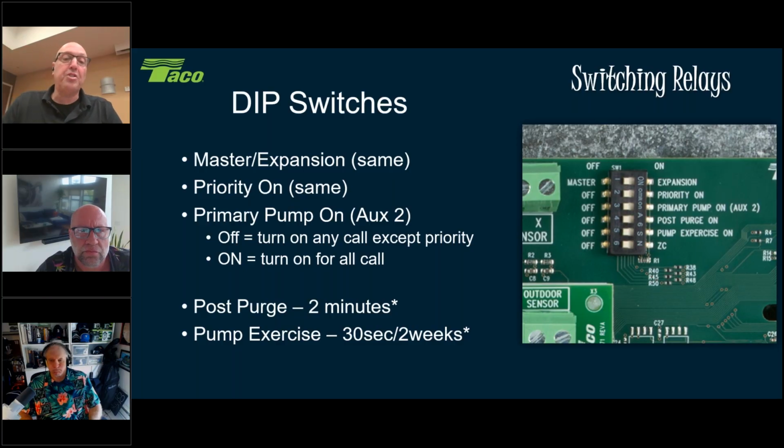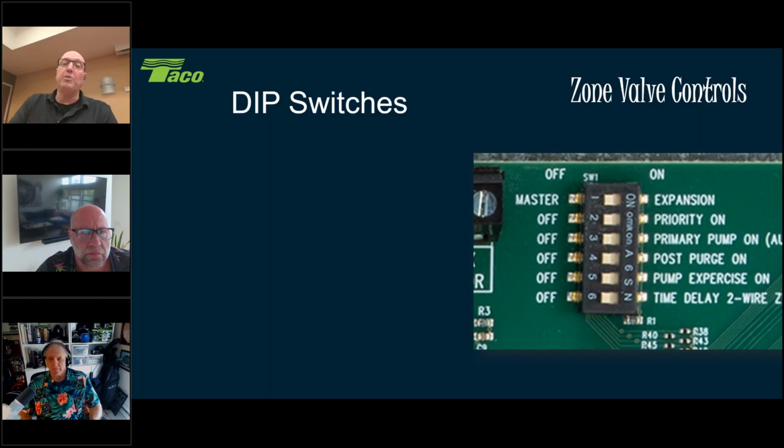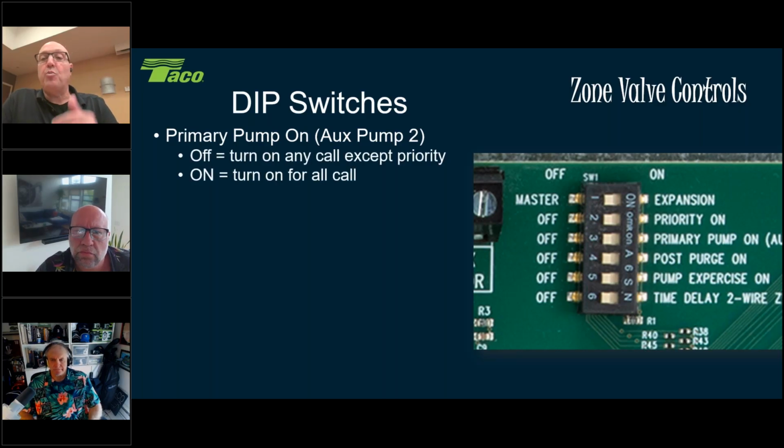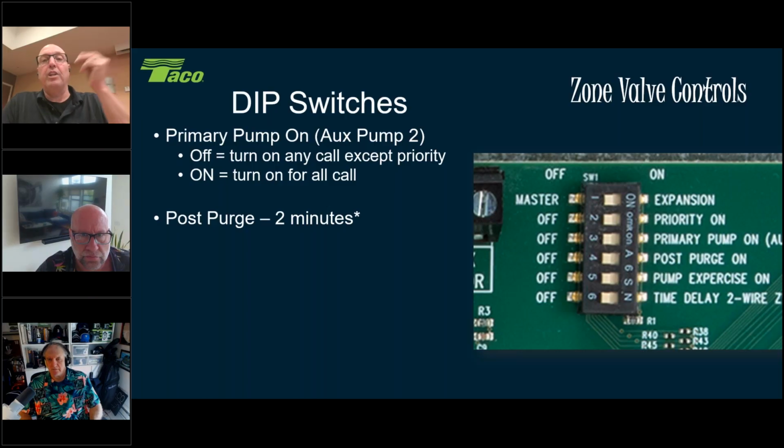And your pump exercise is 30 seconds every 2 weeks. Now, John alluded to it already. You'll see the asterisk here. That is because we have customization through the app on here. And I'll show you what we can do with that. We jump over to the zone controls. And as we look at our zone valve controls, again, we have the master expansion, we have priority on off, and we have the primary pump on off as well. So I didn't want to talk about that in too much detail again. Now, post purge here is not going to your indirect tank. In a zone valve control, your post purge is your last heating zone.